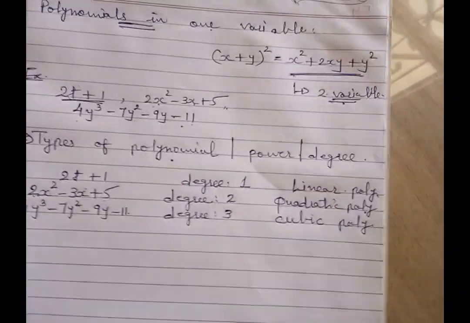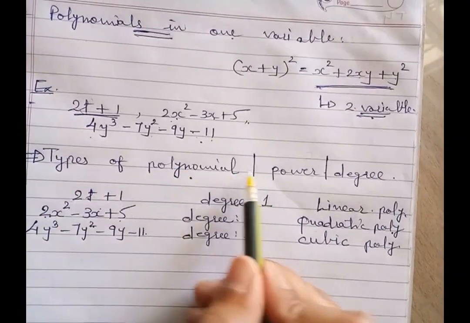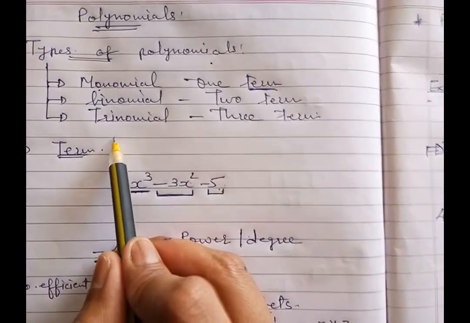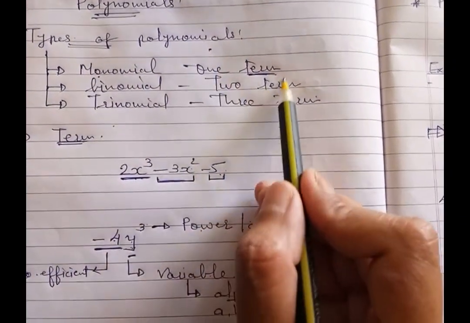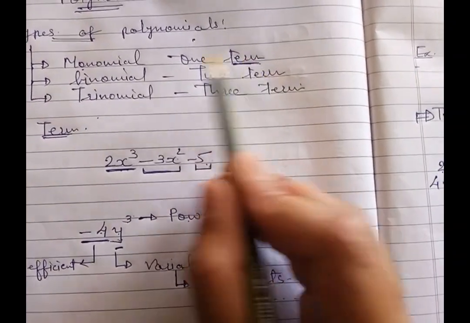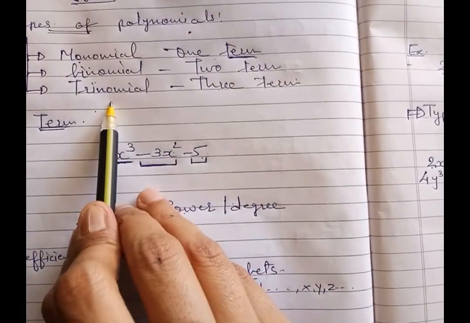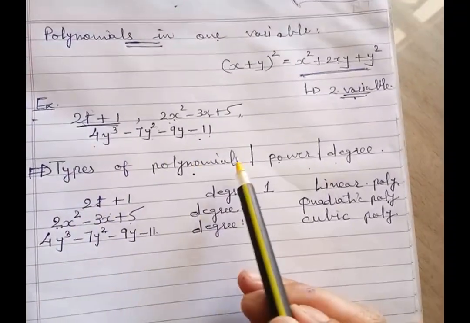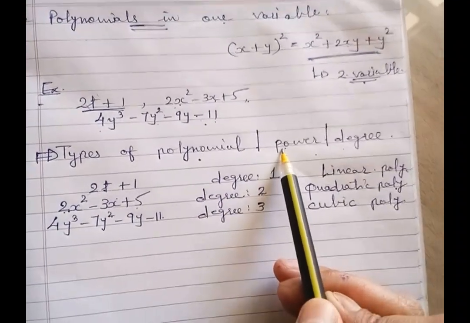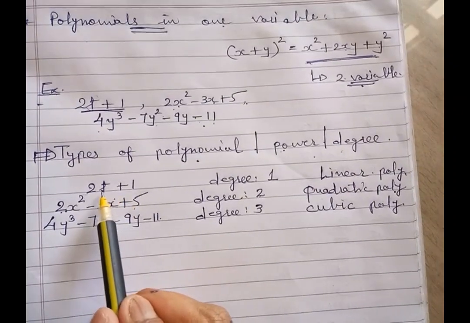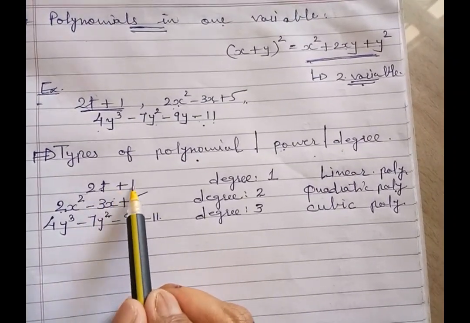Right? I will repeat it again. Types of polynomials based on the power and degree. Why? Because in your previous classes you have learned the types of polynomials based on term. One term, then monomial, two terms, then binomial, three terms, then trinomial. And here we have learned the types of polynomial based on the power or else the degree of the polynomial.